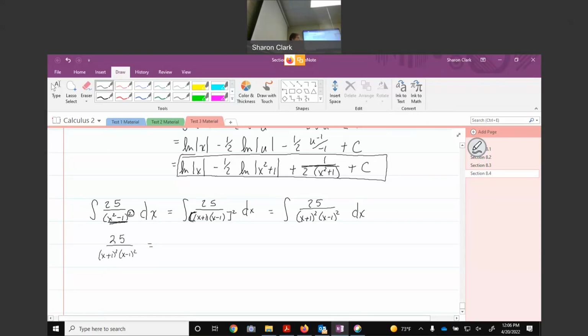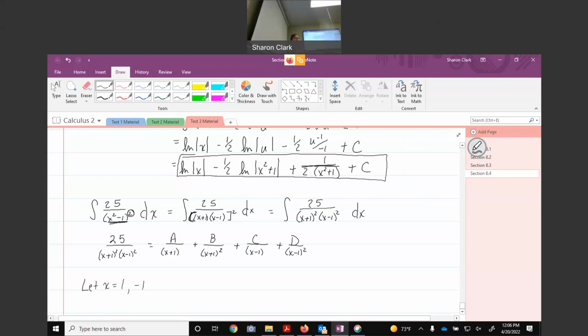Now, this one's going to end up doing 2 different things to the problem, at least the way I did it. You have to do A over x plus 1 plus B over x plus 1 squared plus C over x minus 1 plus D over x minus 1 squared. And what I did is I substituted numbers. I plugged in 1 and -1. So let x equal 1 and -1.